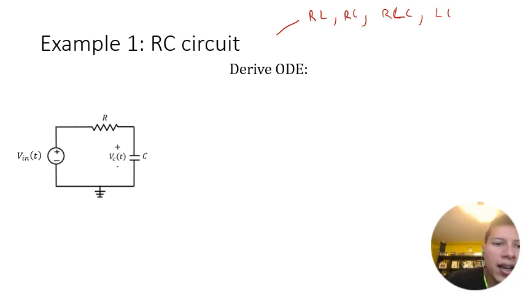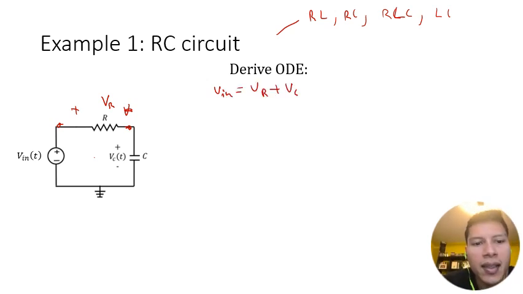So to derive a differential equation, we can simply realize that the voltage drop across the resistor plus the voltage drop across the capacitor have to be equal to Vn. So we're going to have that Vn equals Vr plus Vc.